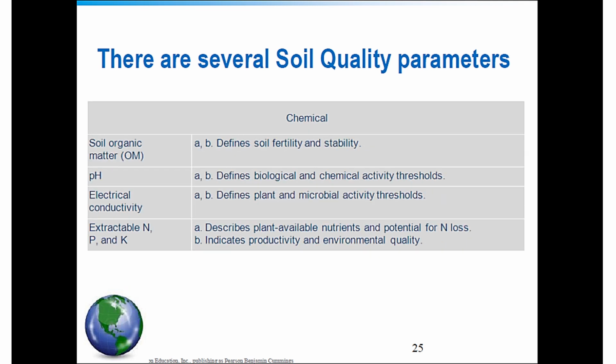We also have the chemical soil quality parameters. We have the soil organic matter, or basically the OM, which defines soil fertility and stability. We have pH, electrical conductivity, and extractable NPK. All of these take part in the soil quality.